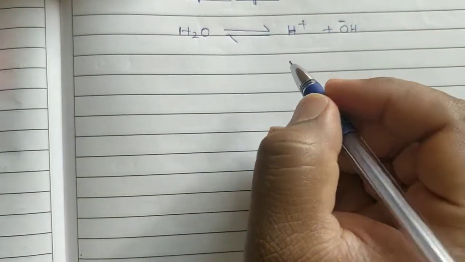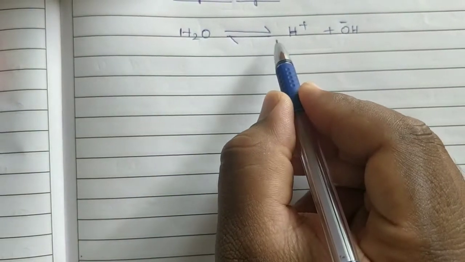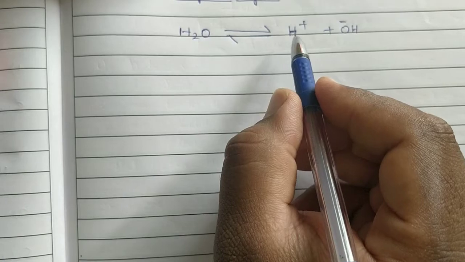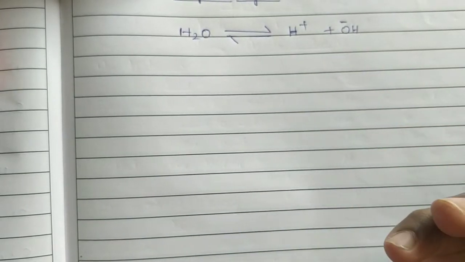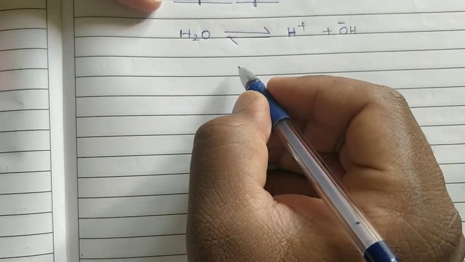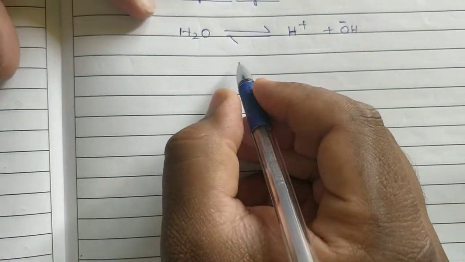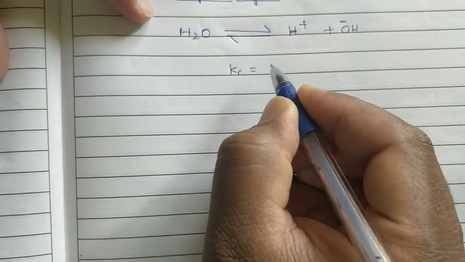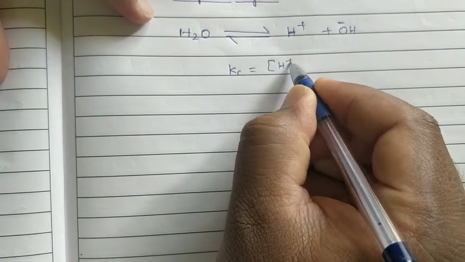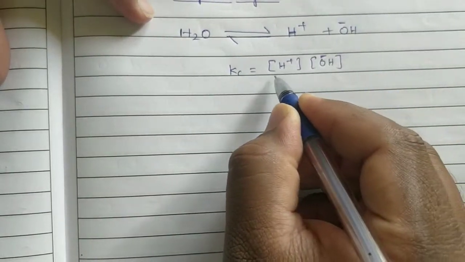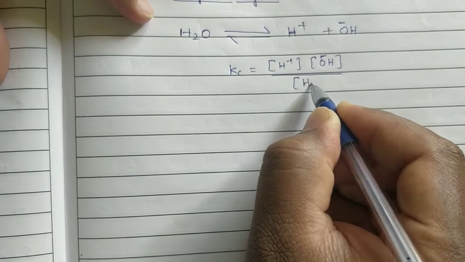Now H2O is dissociated into H plus ions and OH minus ions. Apply Kc for this, the equilibrium constant for this equilibrium. Kc is equal to the concentration of H plus times the concentration of OH minus divided by the concentration of H2O.